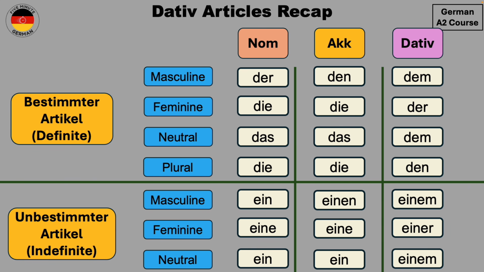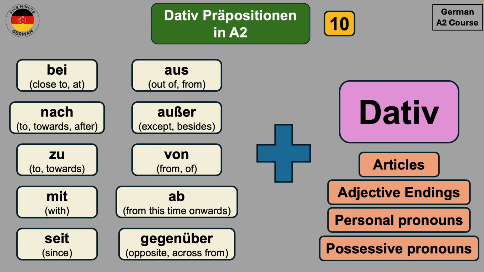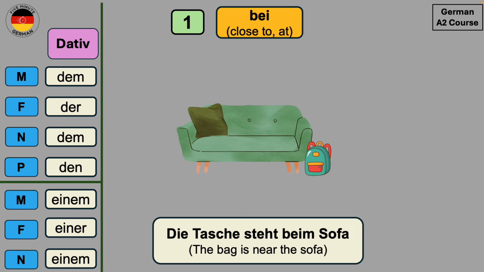I have already made videos on personal pronouns and possessive pronouns in dative as well. So if you want to know what they are, you can take a look at the videos which I will link in the description below. So now let's start with the first preposition, which is bei, which means close to or at. So here we have an example where we have a bag which is placed close to a sofa.